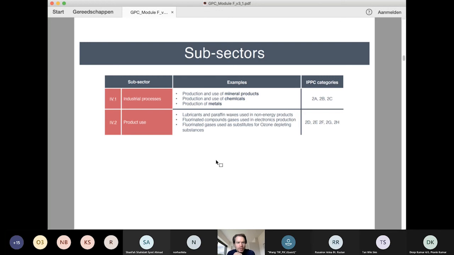Here you've got the table. So 4.1 industrial processes, which covers mineral products, chemicals, and metals, and is equal to IPCC categories 2A, 2B, and 2C. For 4.2 on product use, this covers lubricants, paraffin waxes in non-energy products. It also covers electronics production and where we use gases as a replacement for ozone-depleting substances. And that covers IPCC categories 2D, 2E, 2F, 2G, and 2H.